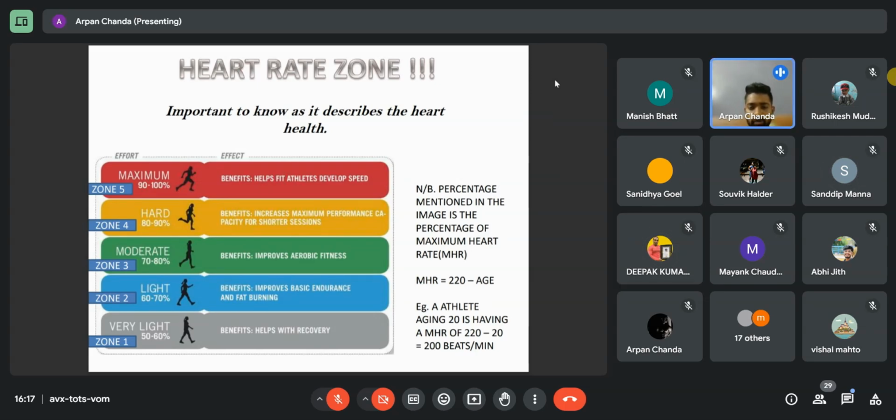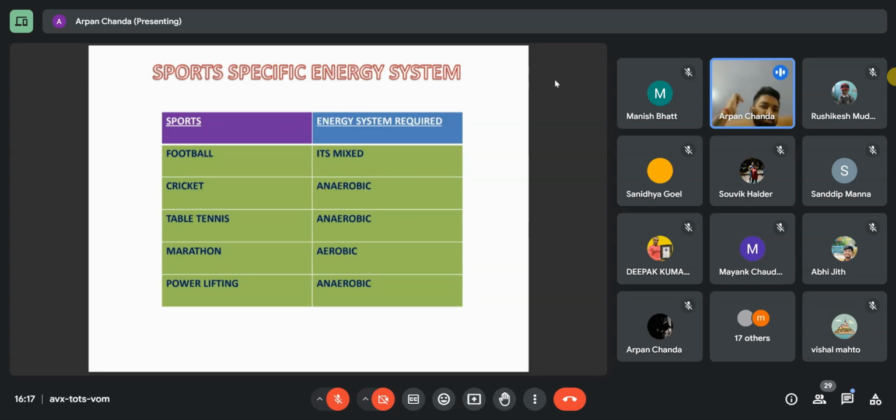Okay. So we'll move into the next slide. Here we are taking some sports. Like in football, football is a mode of mixed energy system where the aerobic and anaerobic both are used, but predominantly the energy system that is used in football is the anaerobic lactic, which is where the lactic acid is formed.